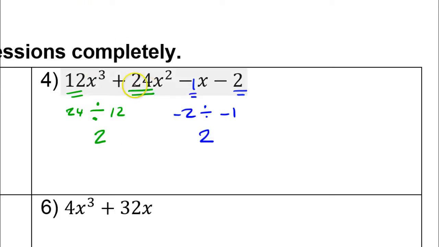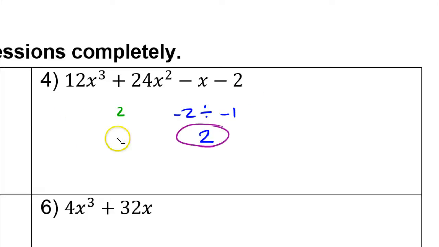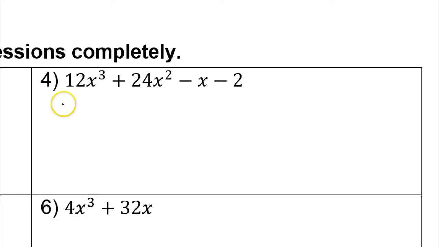So if you divide the two coefficients and you get the same number, that tells you that grouping is going to work. Okay, so now let's go back and actually do it. If you look at these first two terms, this first pair, there is a common factor, 12 and x squared. So 12x squared goes into both of these.